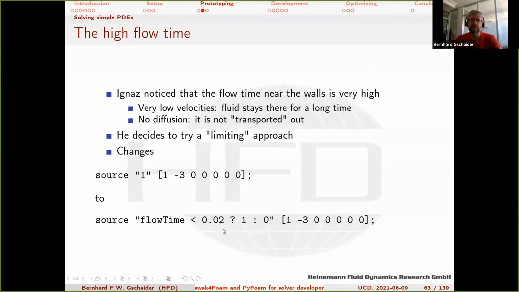Conditional expressions, you probably know if you have done some C, C++, or Java. Basically, there's a condition, then there's a question mark. If the condition is true, then the value between the question mark and the colon is used. And if this expression is false, then 0 is used. So basically what this says is, if the flow time at this location is smaller than 200th of a second, then increase the flow time. If it's bigger, don't increase it.